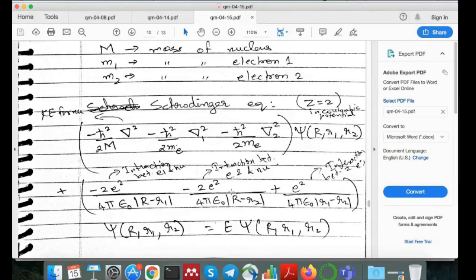Okay, so I think similarly you can write the Schrodinger equation for any atom now. This is the basic principle that you have to follow. You have to write the individual kinetic energy terms, and then you have to write the interaction between the individual components. That is your potential energy term.